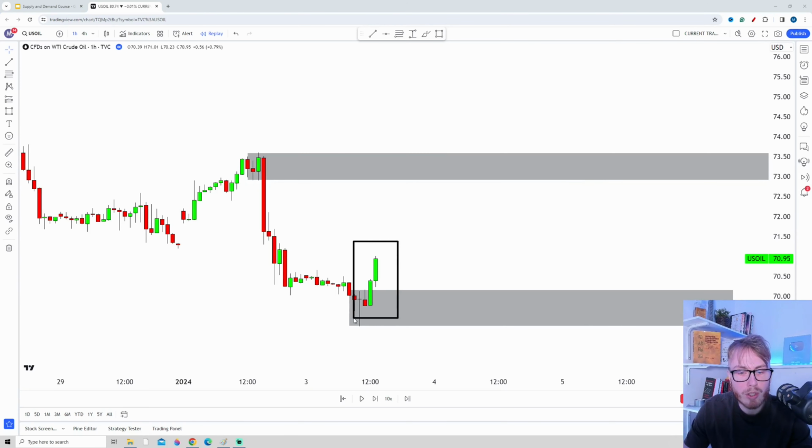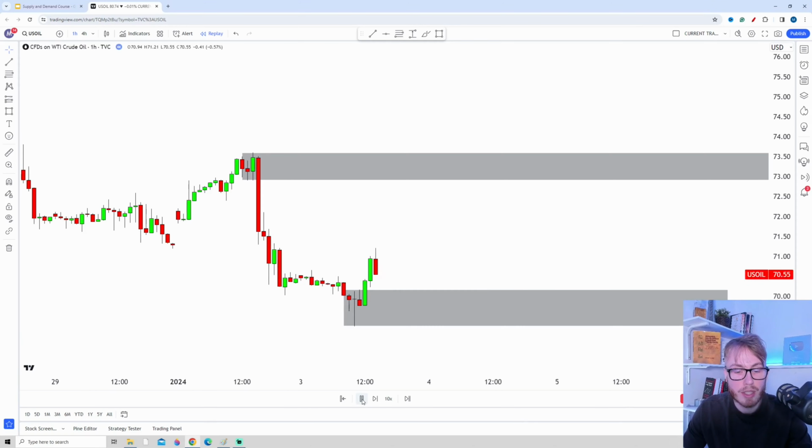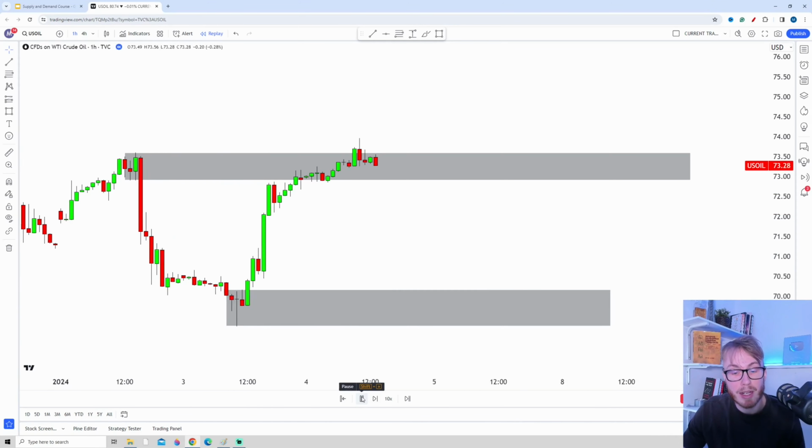And we don't want to go long here on the initial move. What we are waiting for is the price to come down to this demand area once again, and then we're looking out for a reaction of this area. So the next part of the strategy here is pretty much a waiting game.